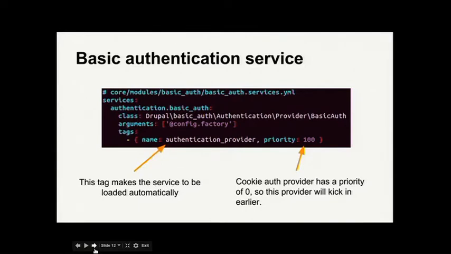And this is the priority bit that I mentioned before. So basic auth has 100, and cookie has 0, OAuth, which is in contrib, has 200, something like that, because you want that to go before this. I would say this can be altered. I haven't tried to dive into how it would be done.